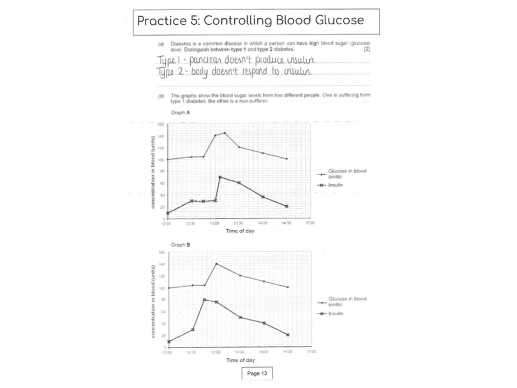Diabetes is a common disease in which a person can have high blood sugar level. Distinguish between type 1 and type 2. Type 1, the body doesn't produce insulin. And type 2, the body doesn't respond to the insulin, so it doesn't decrease the blood glucose levels as it should.